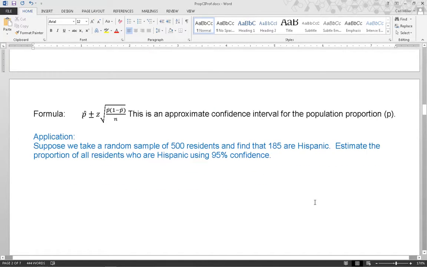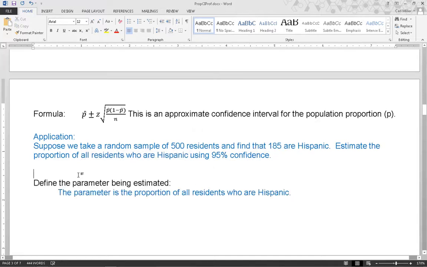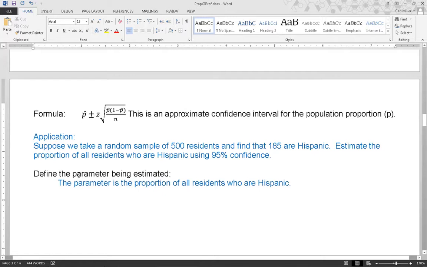So let's look at one application. Suppose we take a random sample of 500 residents, so our sample size is 500, and find that 185 are Hispanic. Estimate the proportion of all residents who are Hispanic, so estimate P using 95% confidence. In these exercises, you want to begin by defining the parameter you're estimating. So the parameter is the proportion of all residents who are Hispanic.